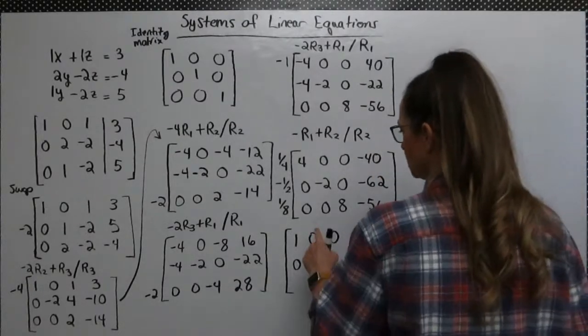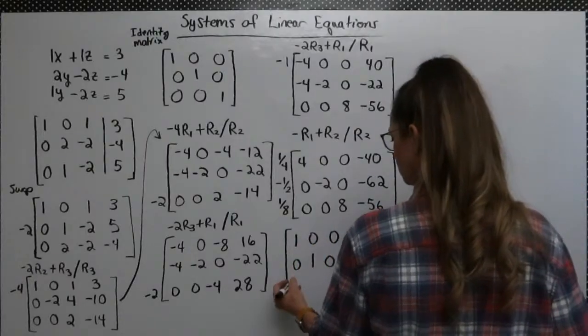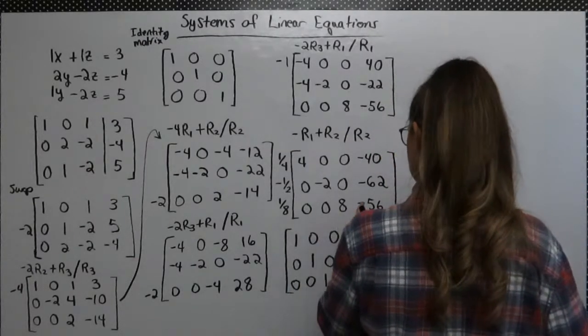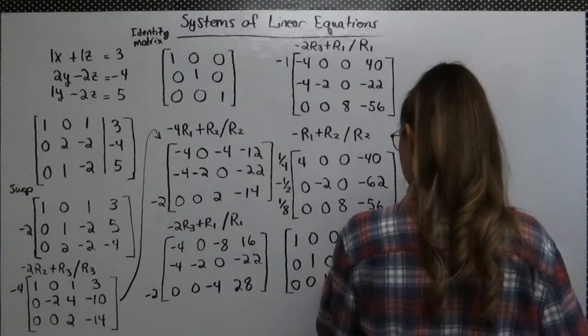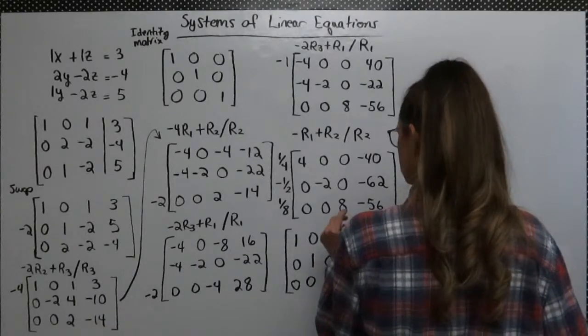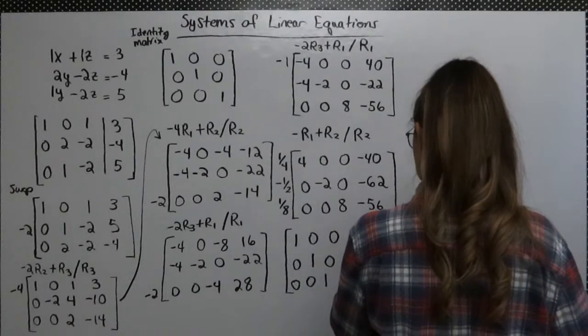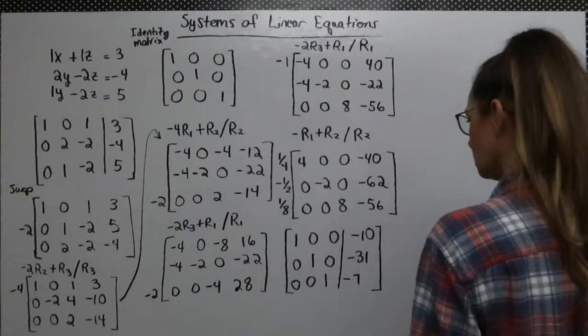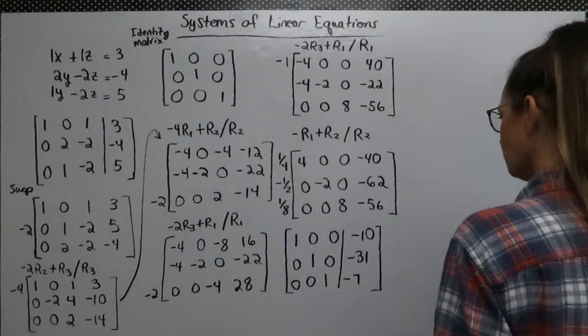All right. So I have 0, 0, 1. And then 1/8 times 56 negative is -7, because 7 times 8 is 56. So we should have solved this system, and I hope that we did it correctly. I have not verified it.